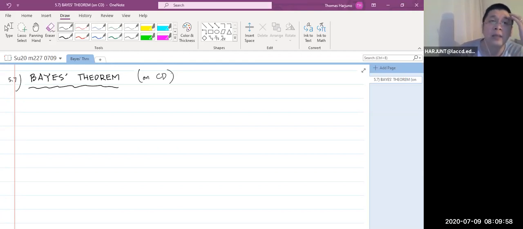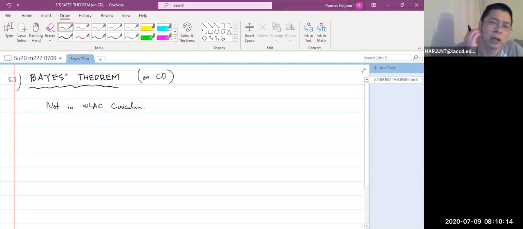Now, Bayes theorem is not in our curriculum, not in West LA College curriculum. In fact, I know it is not in East LA College curriculum, not in Santa Monica curriculum. But I seem to be insisting on teaching this. People tell me you don't need to teach this, but I say I want to teach this. So I'm quite arrogant, huh?